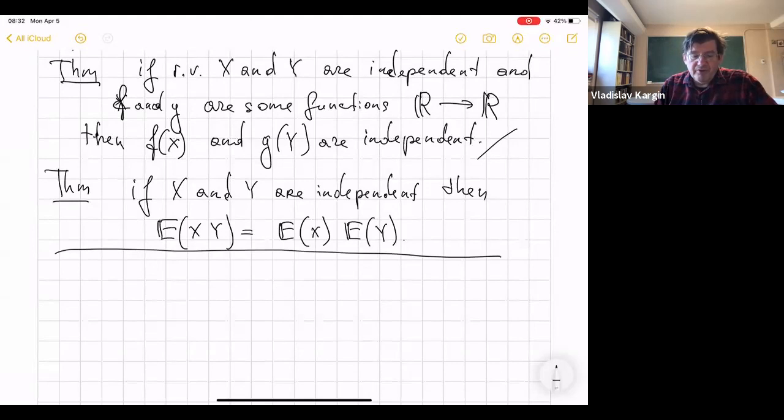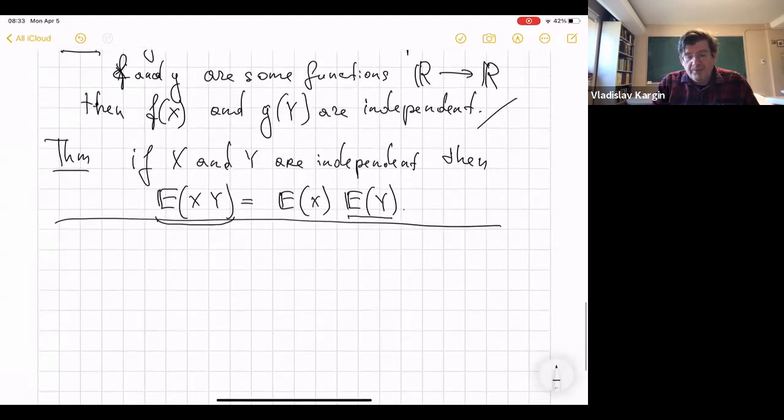But before looking at the proof for this theorem, we also need to say what the meaning of expectation of x times y is. Well, we know how to calculate expectation of x because it's one random variable. We know how to calculate expectation of y. It's also one random variable. But what about expectation of x and y? It's the expectation of a function of two random variables.